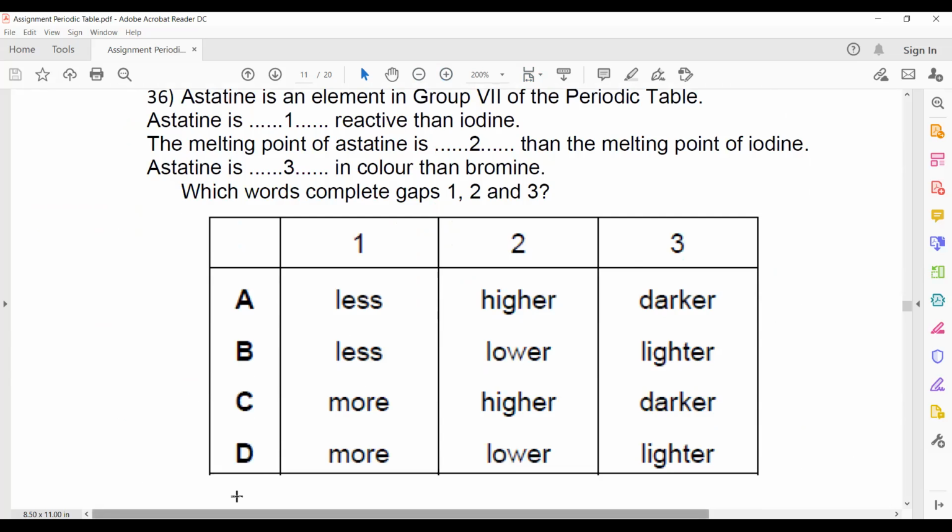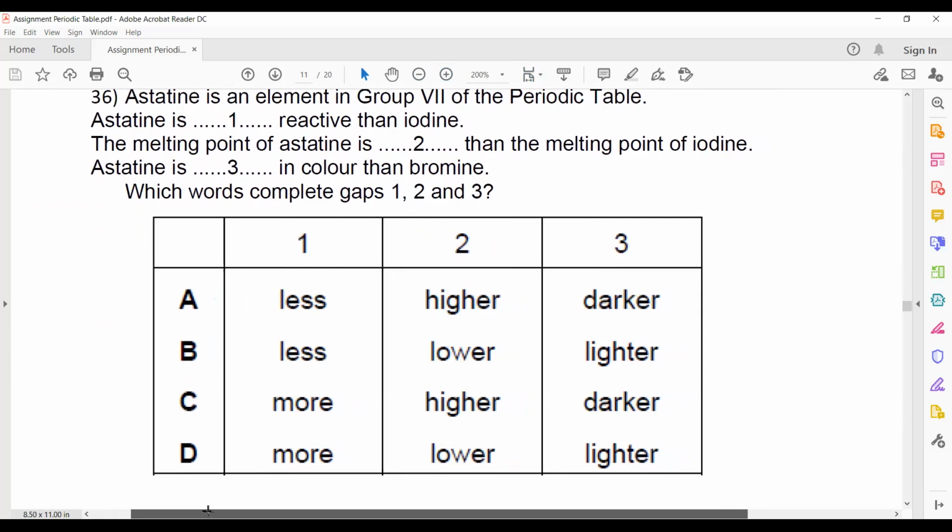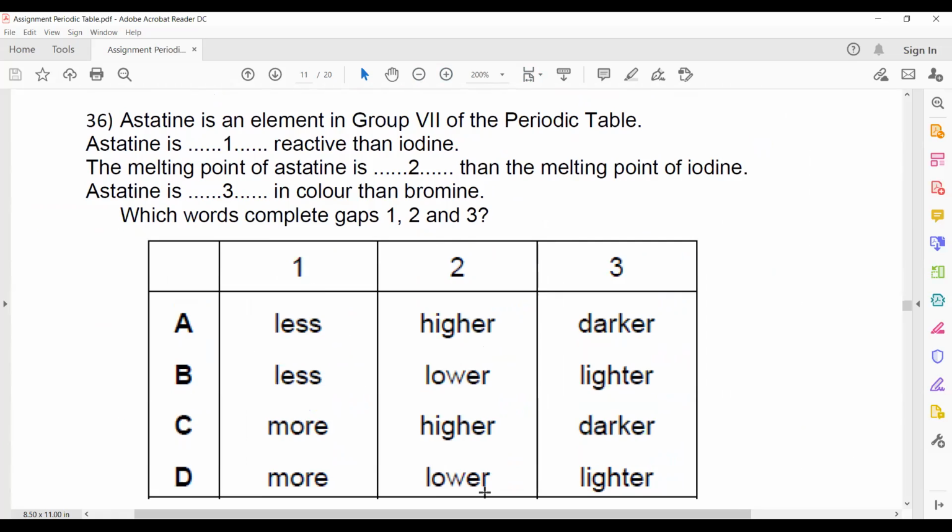Question 36. What could be the right answer for question 36? Yeah, that's right. A is the correct answer. The reactivity decreases, so it's less reactive. The melting point increases, and the color will get darker.